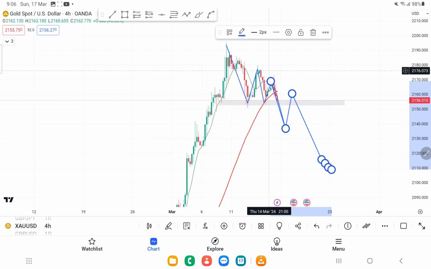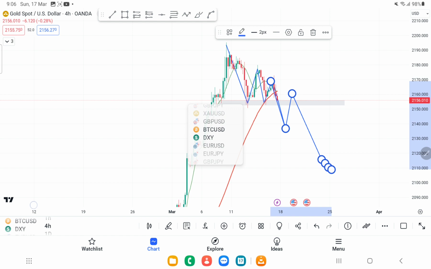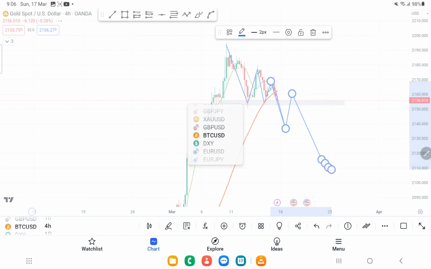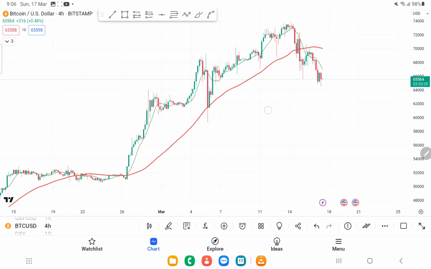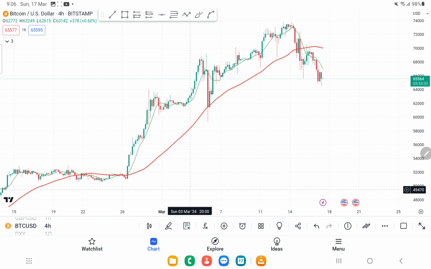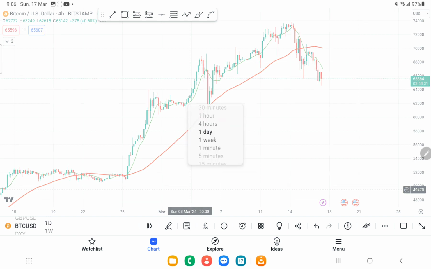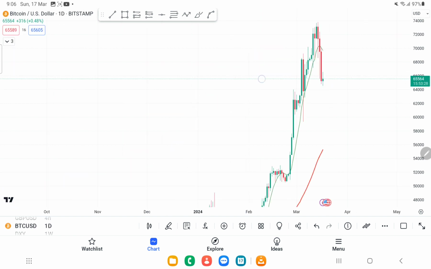All right. So let's look at the last pair. Let's look at if we can find any other pair. Let's look at the BTC pair, Bitcoin. So the same thing with Bitcoin. Bitcoin had an all-time high last week, daily.